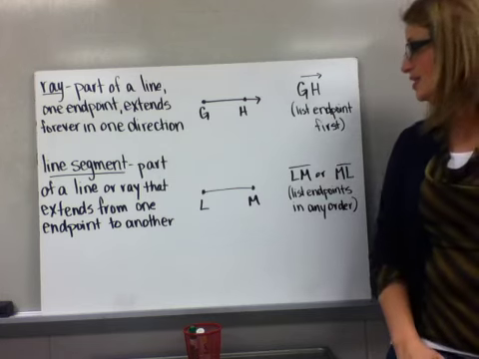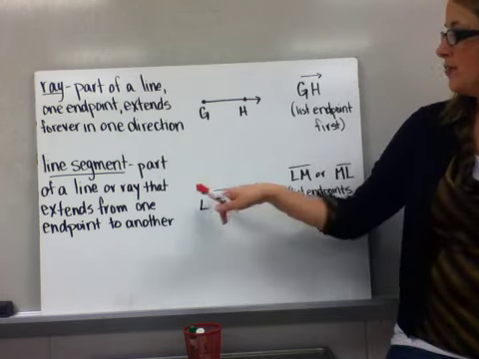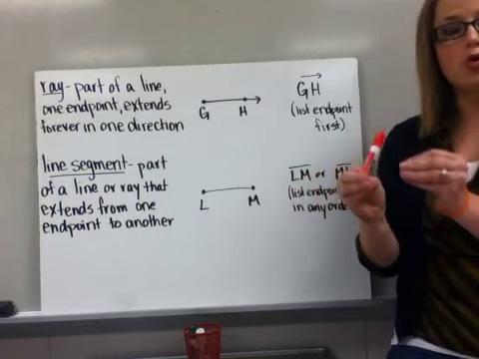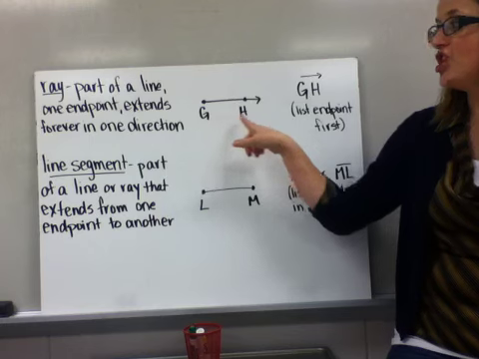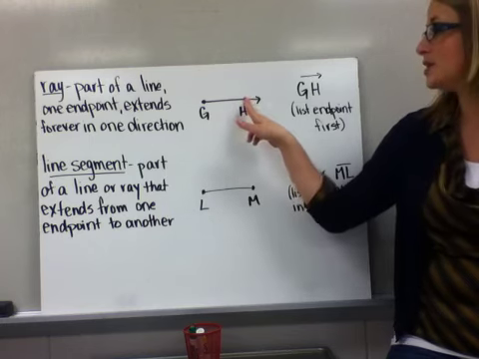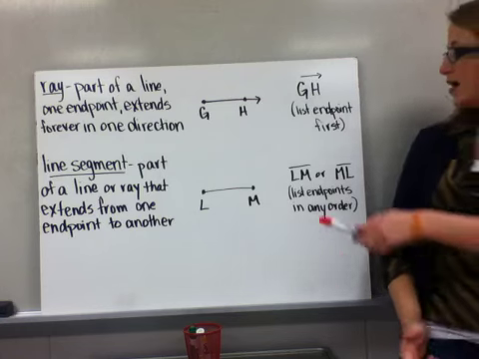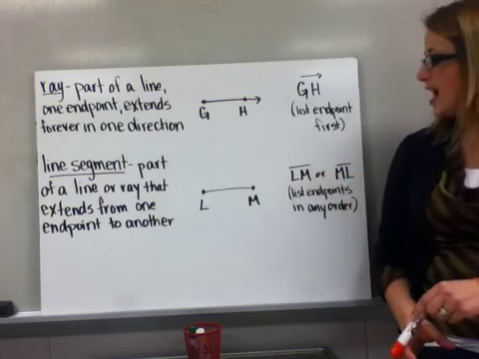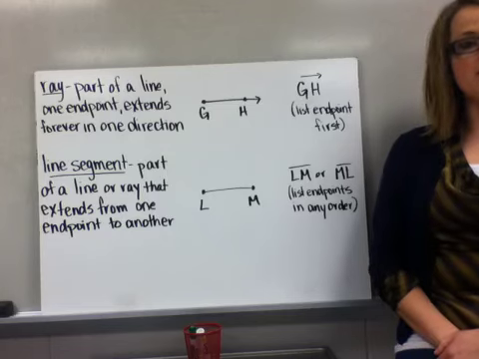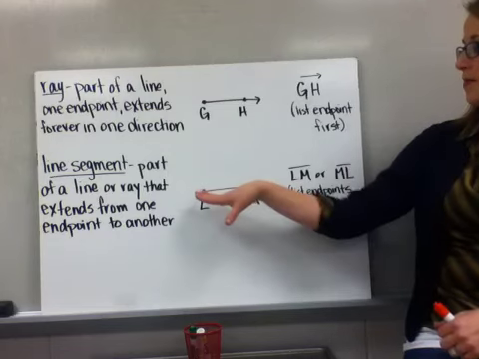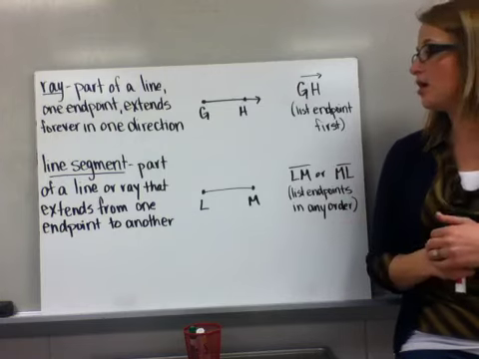And a line segment. This is also part of a line or ray that extends from one endpoint to another. So this could be a portion of a line or portion of a ray. I could name segment GH, and that would be true because it's stopping at H. It's not extending beyond that. So I can write that as either LM with the line above it or ML, and I can list those endpoints in any order. It doesn't matter because I'm still talking about that portion of the line, no matter if I start with L or if I start with M.